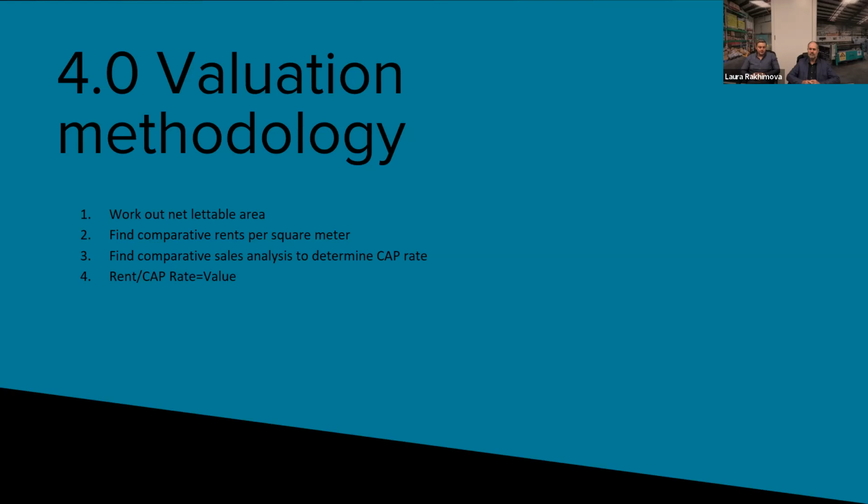And then what they'll do is apply that formula. So they've determined the market rent based on lettable area and comparative rents on a square meter basis. And they'll divide that total rent by the cap rate that they've come up with based on comparative evidence and the strength of the current property that they're valuing. And so that's how they'll do it. Rent divided by the cap rate equals the value. And that's how they'll come up with their overall value to apply to the particular property that they're valuing.